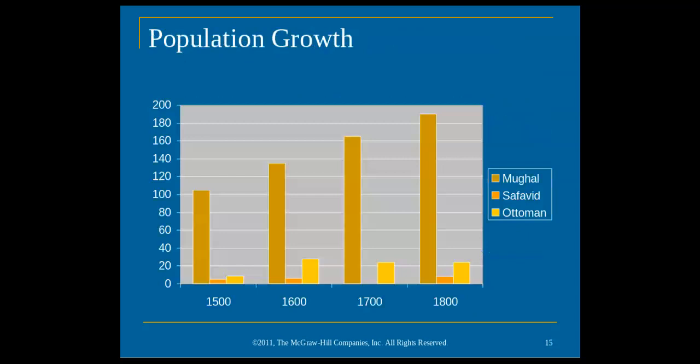Here's some maps of population growth. As you can see, the Mughals, as you would expect, India being much more populous than these other places, than the Middle East. The Mughal dynasty is always having a lot more growth. Essentially, by 1800, the Mughal empire was almost 200 million. So 126 million smaller than America 200 years later.